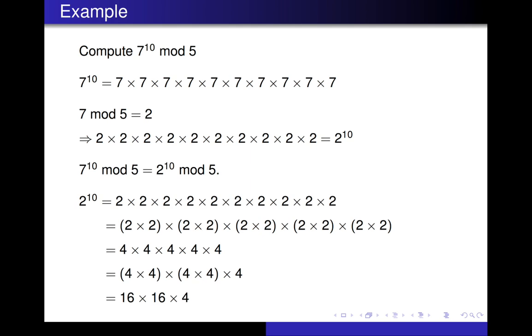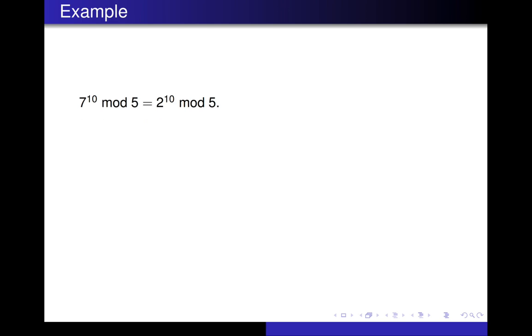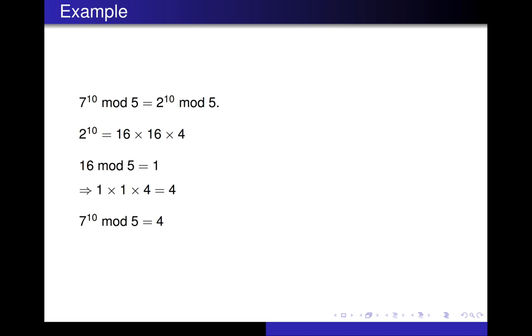So remember what we have is 7 to the 10 mod 5 is the same as 2 to the 10 mod 5. And 2 to the 10 is equal to 16 times 16 times 4. And the nice thing about those 16s is we can replace them with 16 mod 5, which equals 1. That's actually nice, because 5 goes into 16 3 times to give us 15 with a remainder of 1. And that means we can replace each of those 16s with a 1 to get 1 times 1 times 4, which just equals 4. And then that gives us 7 to the 10 mod 5 is equal to 4. So with some pretty simple computations, we can do what seemed impossible at the beginning.